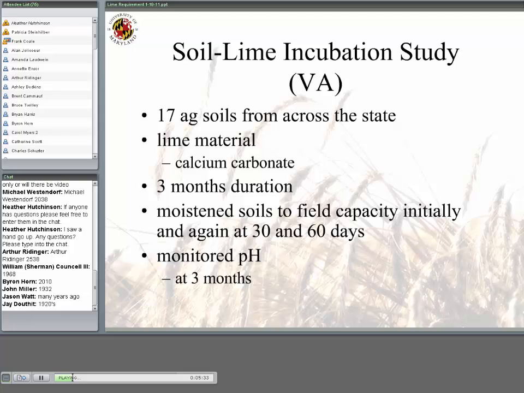They only looked at one lime material. They looked at reagent-grade calcium carbonate. They looked at one rate. They were simply trying to neutralize the exchangeable acidity. The experiment lasted 3 months.